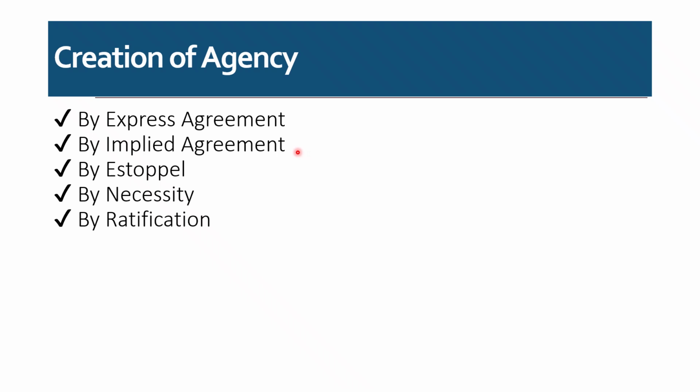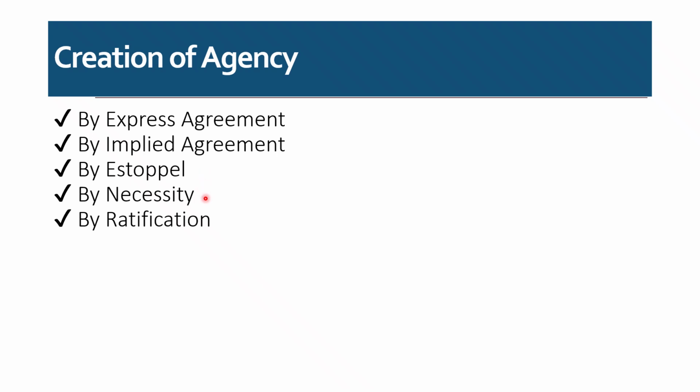Then we say that an agency can be created by estoppel, which means that when the principal's behavior makes a third party believe another person is an agent, here the principal is bound. For example, allowing someone to regularly act on your behalf without any objection.